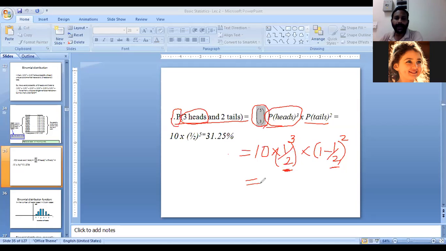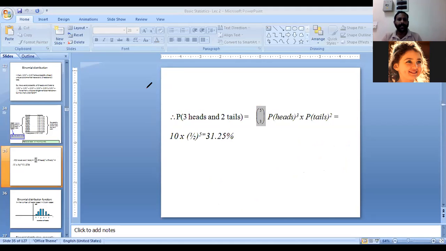So if you calculate, you will end up with an answer something like this, 0.3125. That is your probability. In other terms, you will end up with 10 divided by 32. You will write 10 divided by 32. Okay. Right. We will look at other situations.